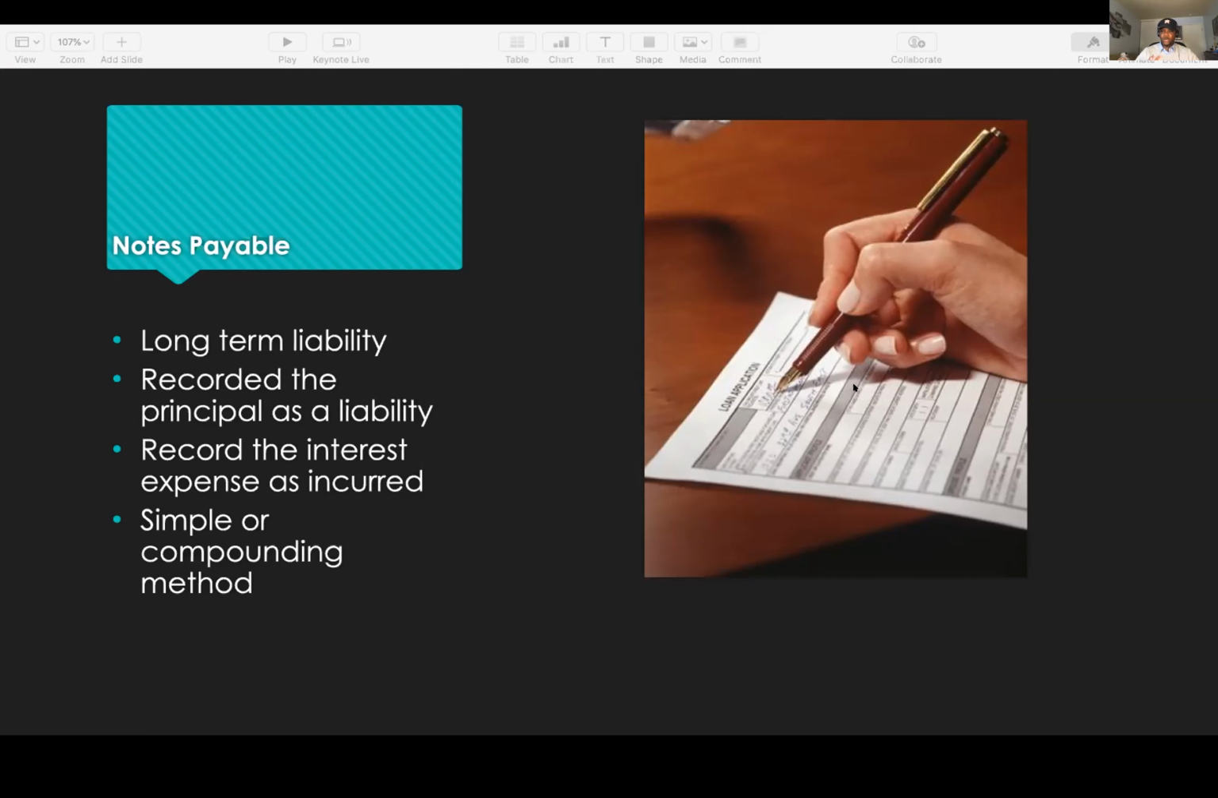Within accounting, we only record the principal as the liability. So if Brad says, here's $100, you don't have to pay me back until a year from now, what shows up on my liabilities is the $100, the principal balance. That $1 is an expense, that gets recorded as it's being used, right?